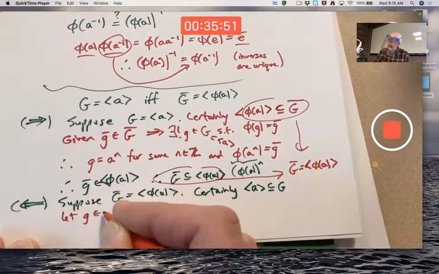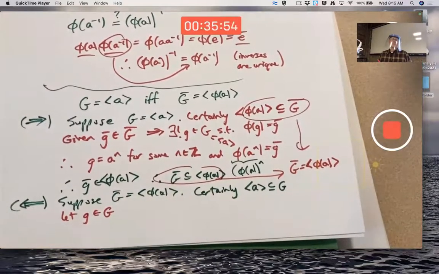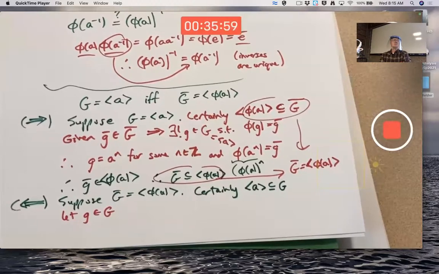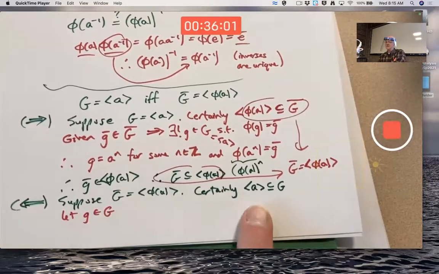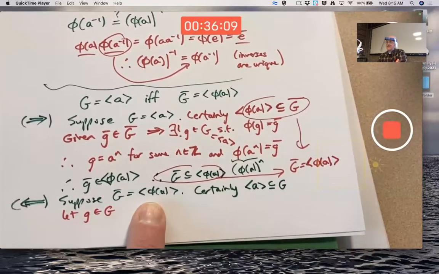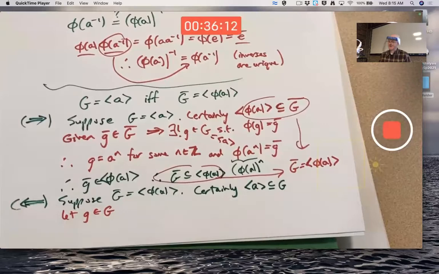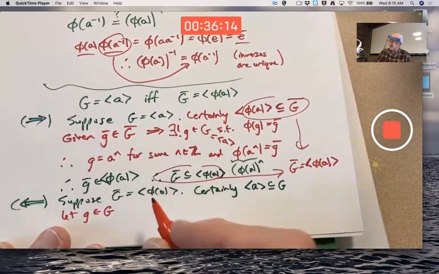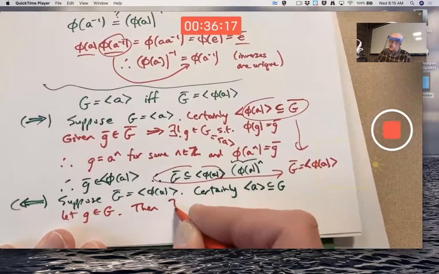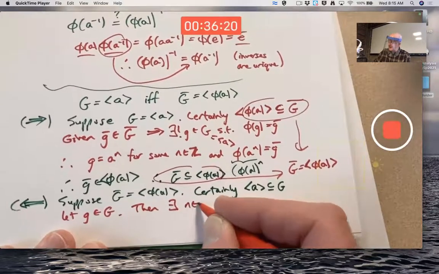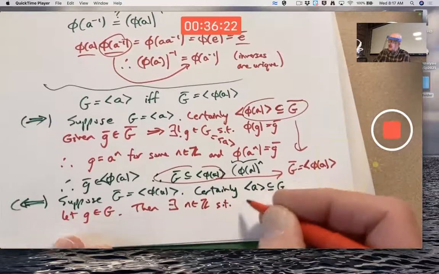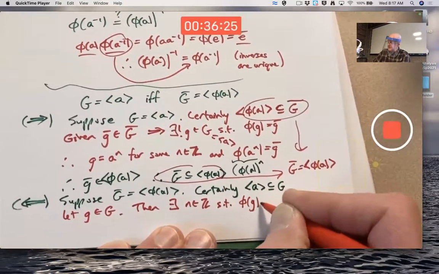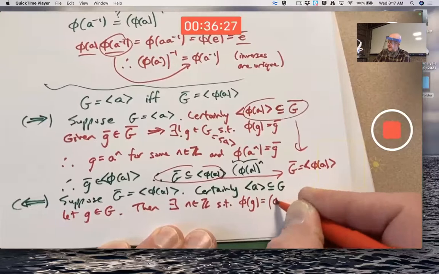Let little g be in capital G. My goal is to show little g is a power of A. Right? That'll mean it's in the cyclic subgroup generated by A. Using the fact that phi of A generates G bar, I've got to use that fact. I've got to use what I'm assuming. Just write it this way. Then there exists an integer n such that phi of g equals phi of A to the n.